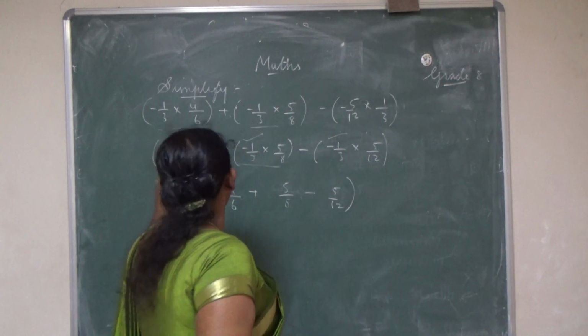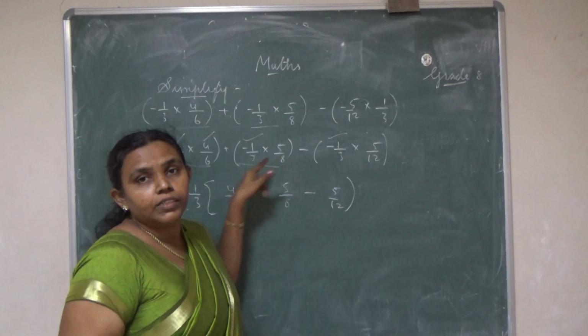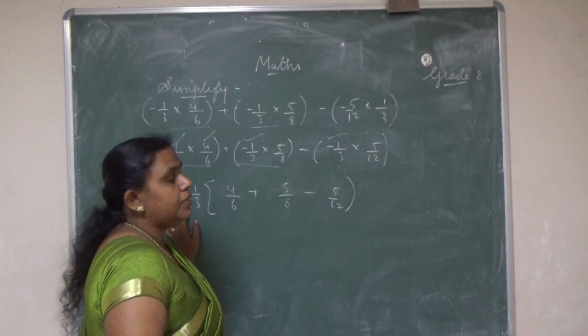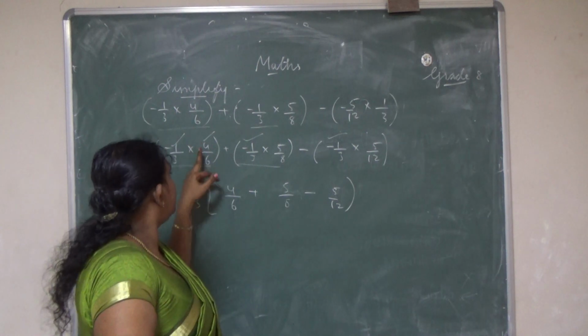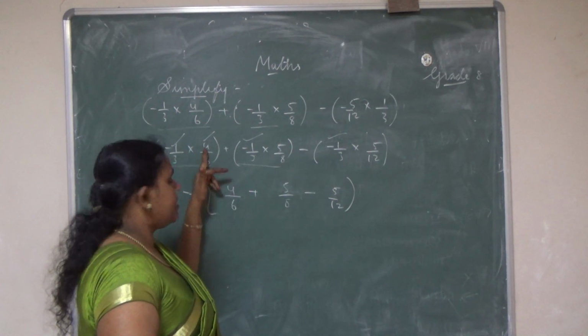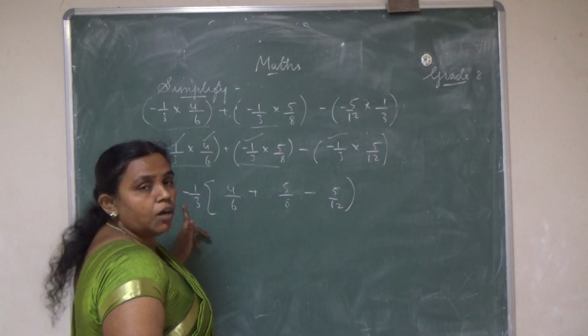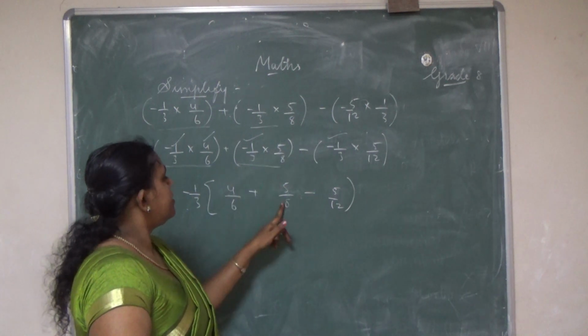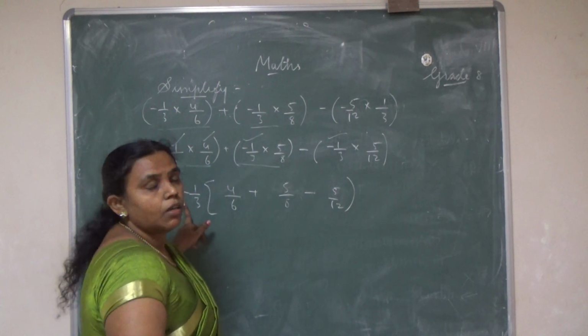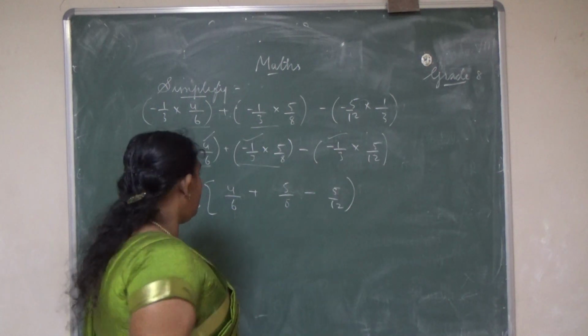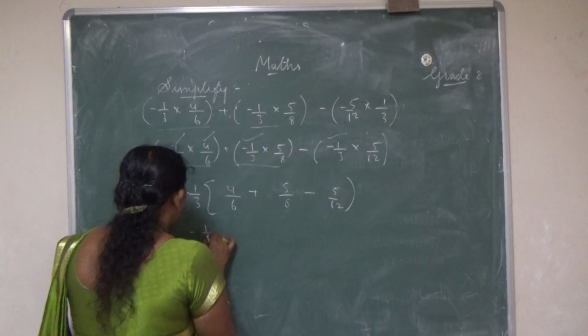Then, what is there? Minus 1 by 3 is common in all three expressions. So I took minus 1 by 3 outside. So what is left? I took minus 1 by 3 out, 4 by 6 is left. Here also I took the common minus 1 by 3 outside, so 5 by 8 is inside. Here also I took minus 1 by 3 outside. So I wrote it.